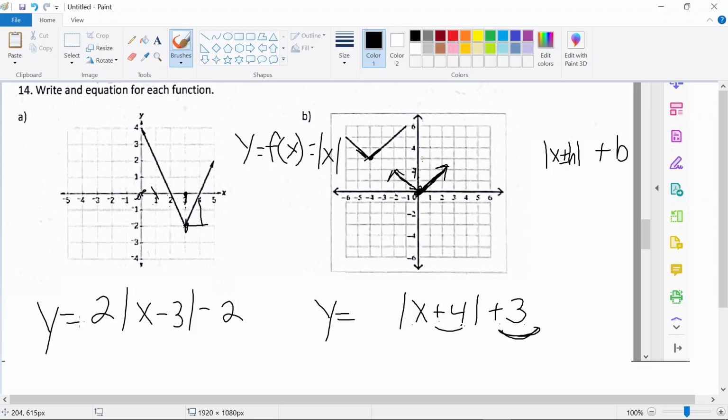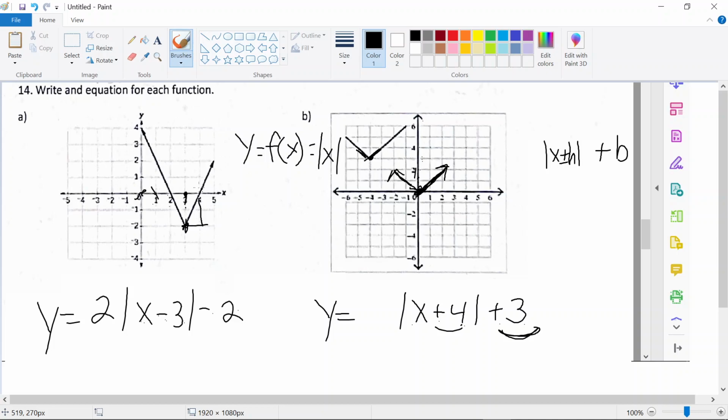All right, let me check a few values. Let's say at x equals 3, it should be at negative 2. 3 minus 3 is 0. Absolute value of 0 is 0. 2 times 0 is 0. Minus 2 is minus 2. Perfect. At 4, it should be at 0. 4 minus 3 is 1. 2 times 1 is 2. Minus 2 is 0. It worked.